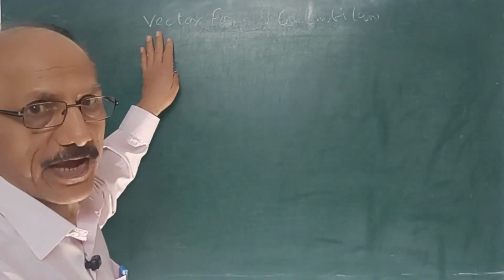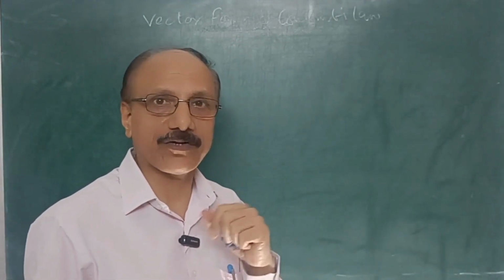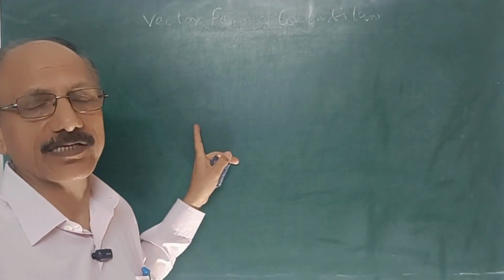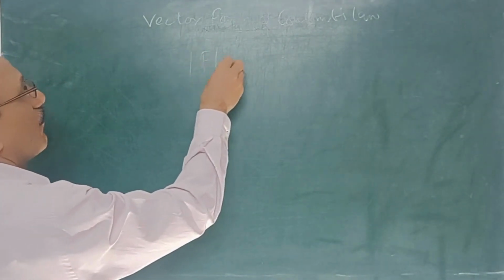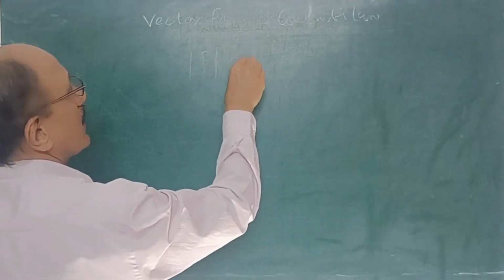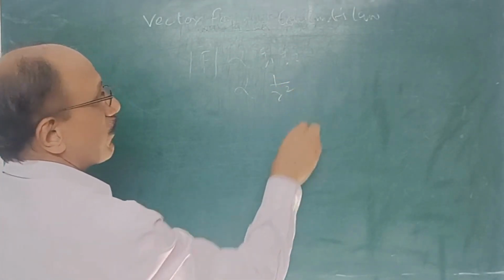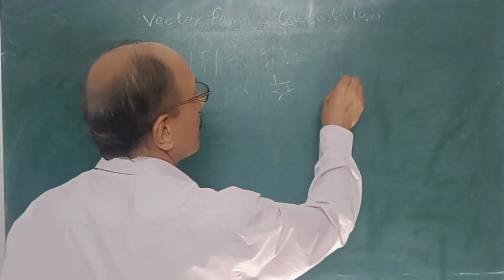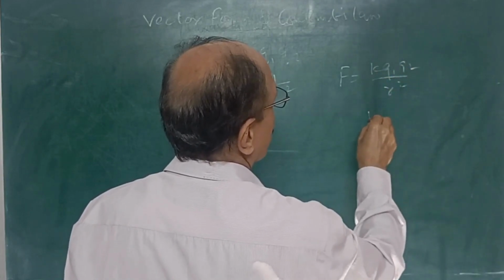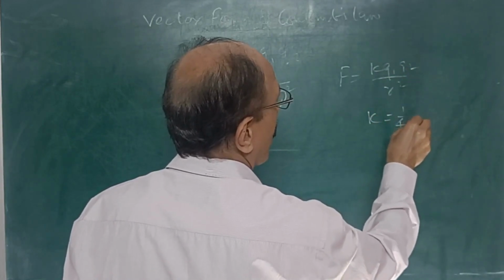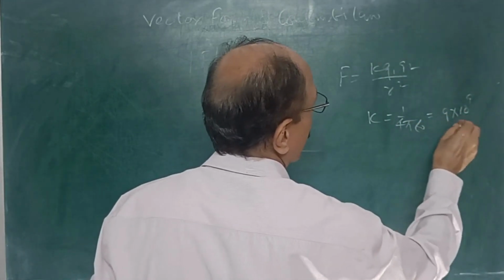Now we will discuss the vector form of Coulomb's law. Force is a vector quantity, but so far we have discussed only the magnitude of the force. Previously, we studied that the magnitude of the force is directly proportional to the magnitude of the charges and inversely proportional to the square of the separation between them. So that time, F was K Q1 Q2 upon R square, where the value of K was 1 upon 4 pi epsilon naught, and directly you can write that as 9 into 10 to the power 9.